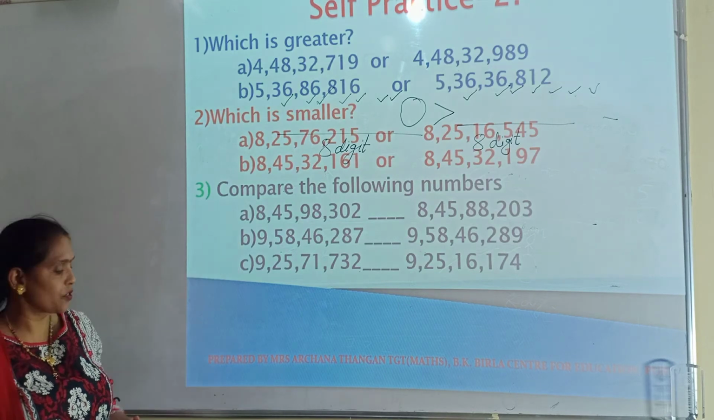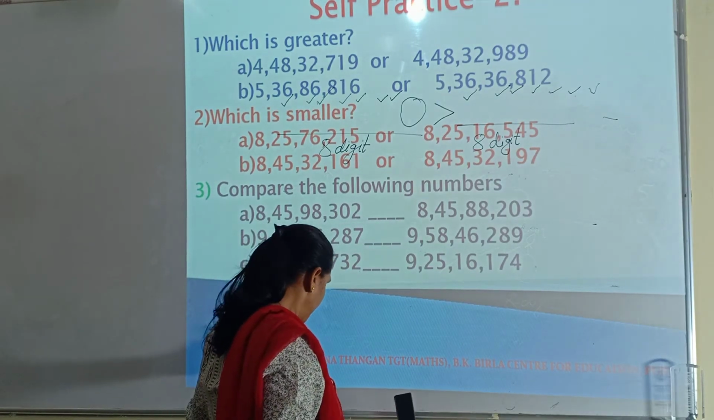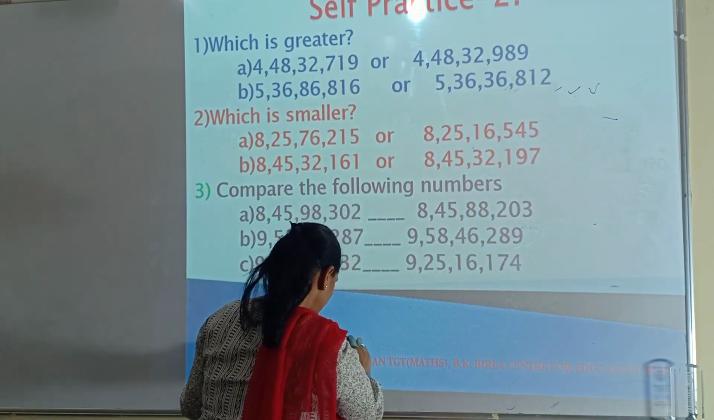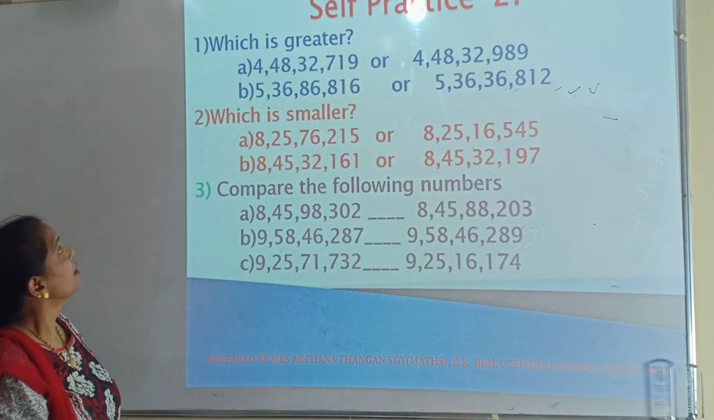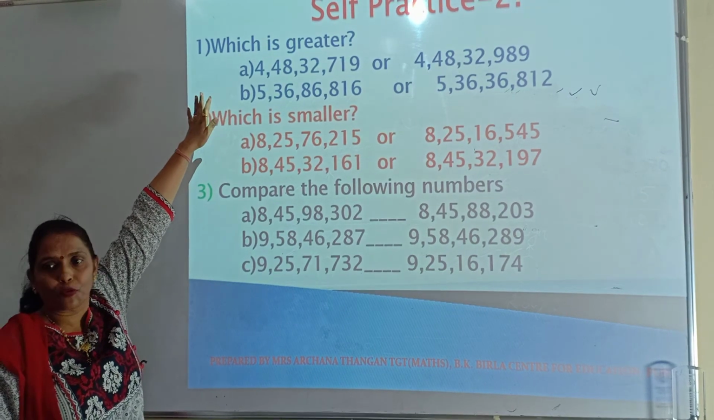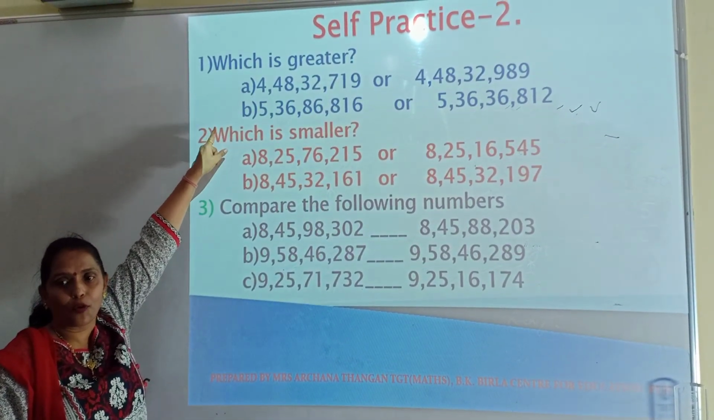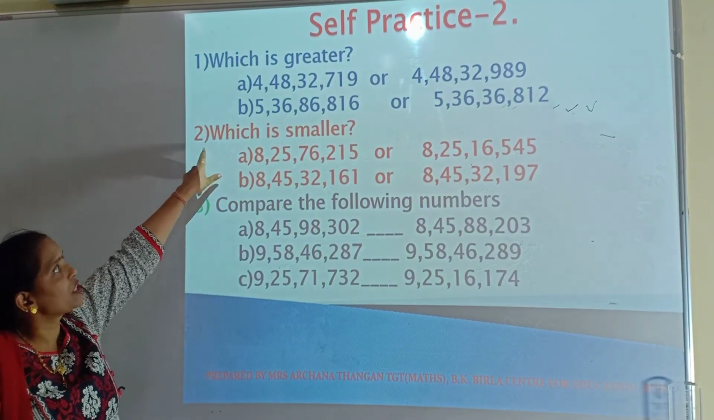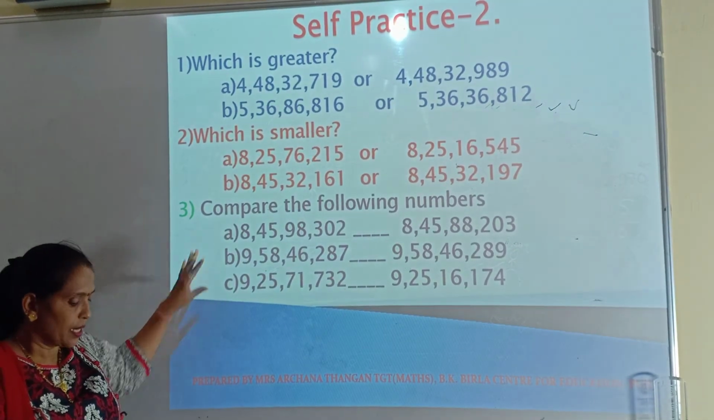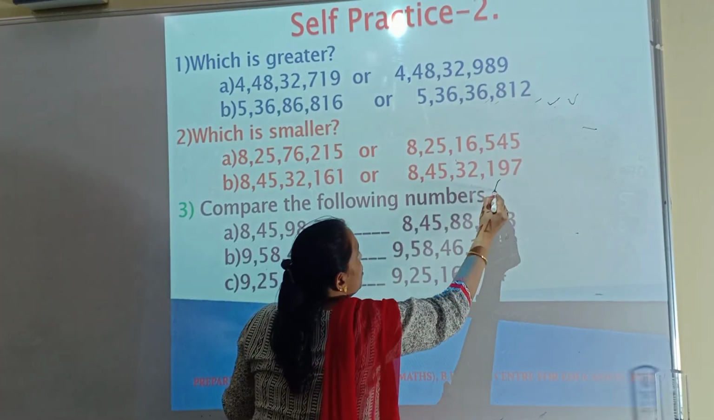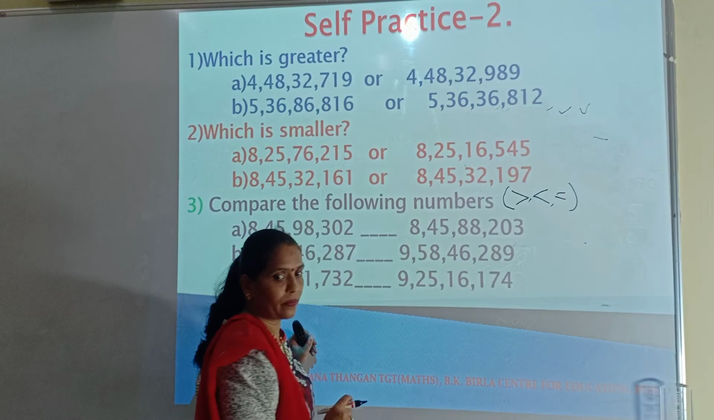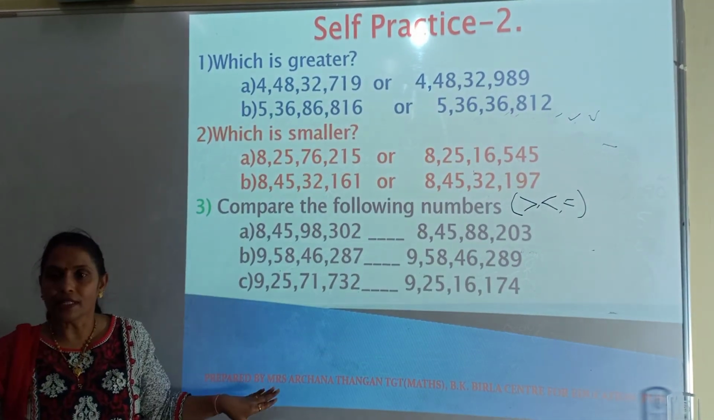Now this is a self practice for you. First, which is greater. You have to check which one is greater, which number it is. Four problems are there in the first question. In the second question, which is smaller, you have to find out which is smaller, and apply the same rule. Then you have to put the less than, greater than or equal to sign. And you have to complete this assignment.